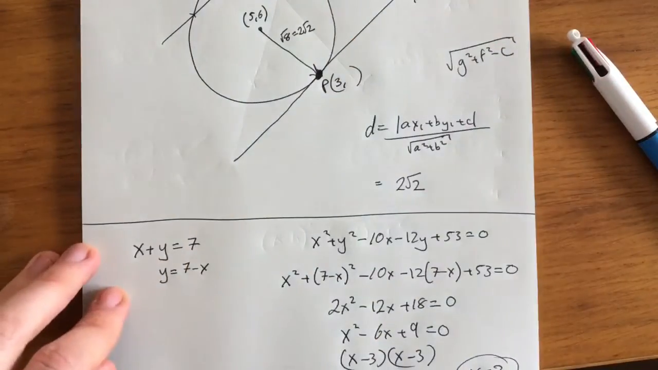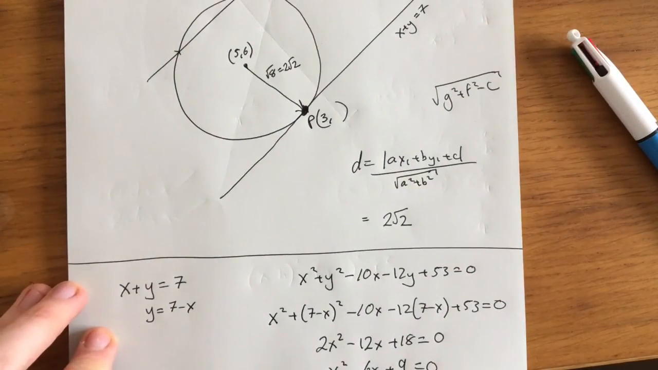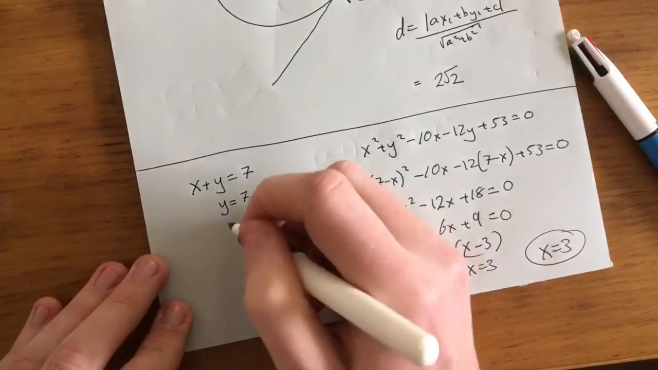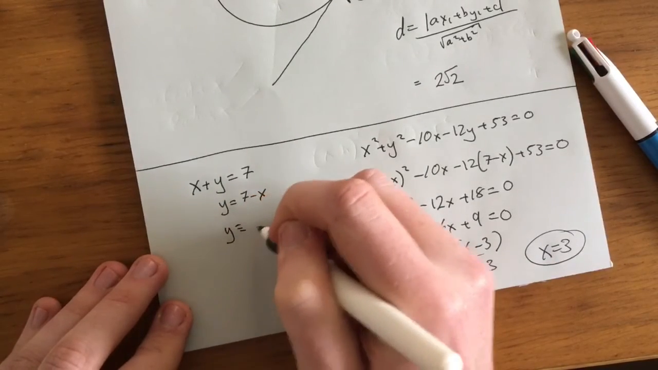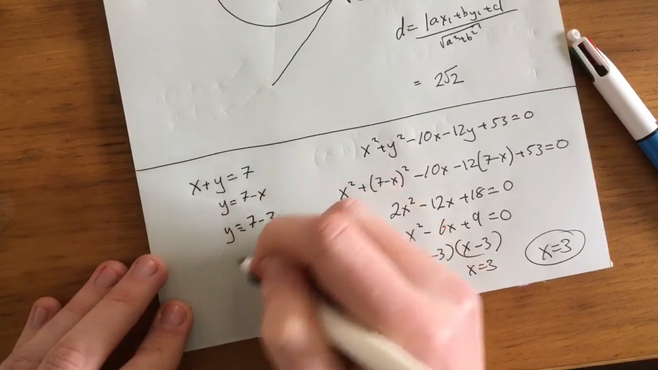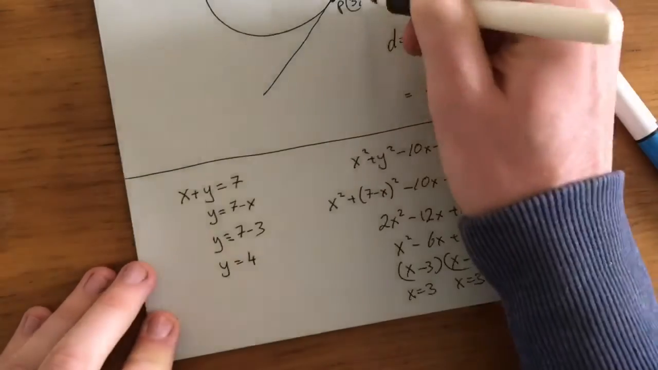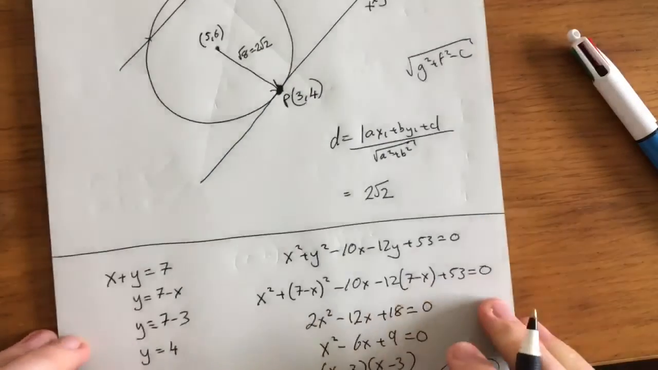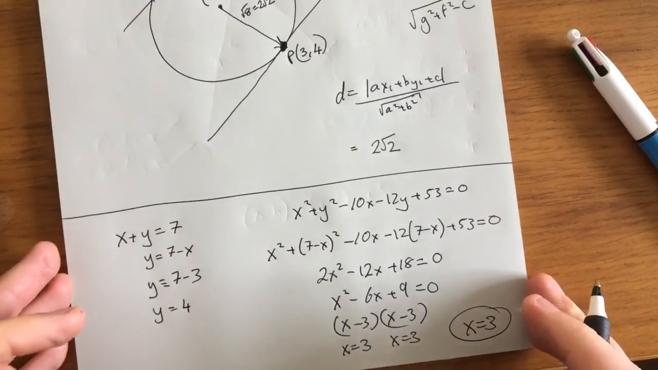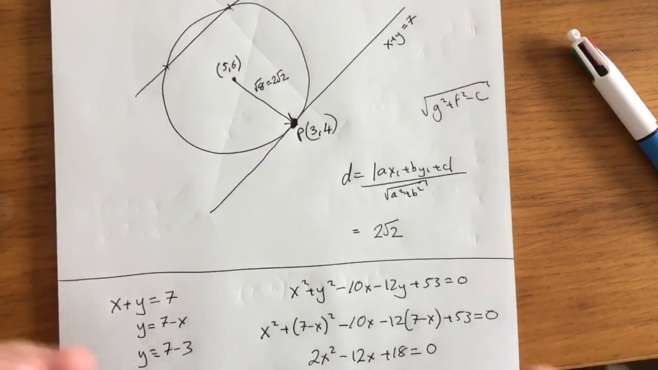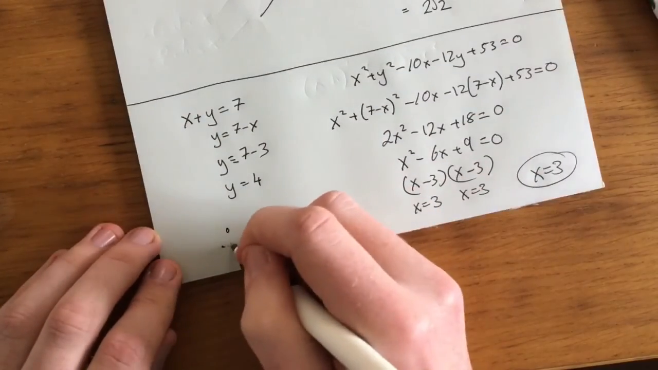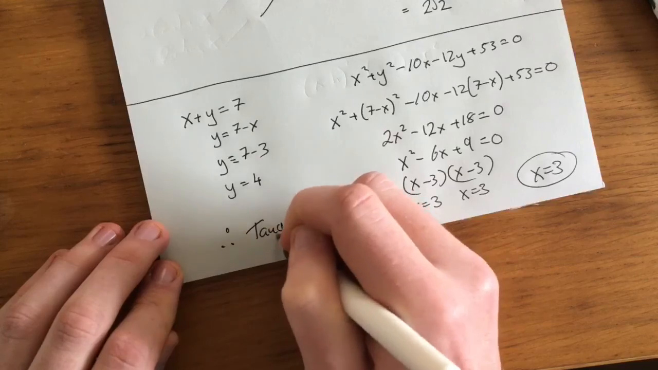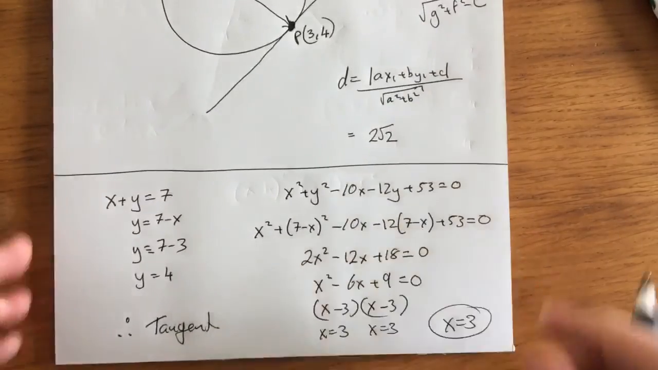So that means the point is 3, and then obviously to find the y value, go back over here, it will be y is equal to 7 minus 3, so y would equal 4. But I only have one answer, so because there's only one answer, therefore the line must be a tangent. So that's another way of doing that question, which I thought it was important to show you.